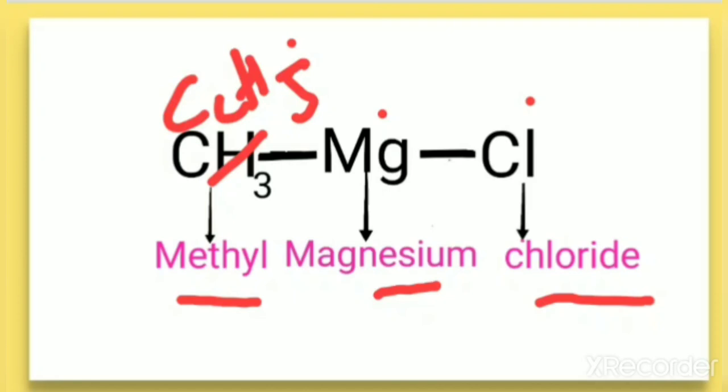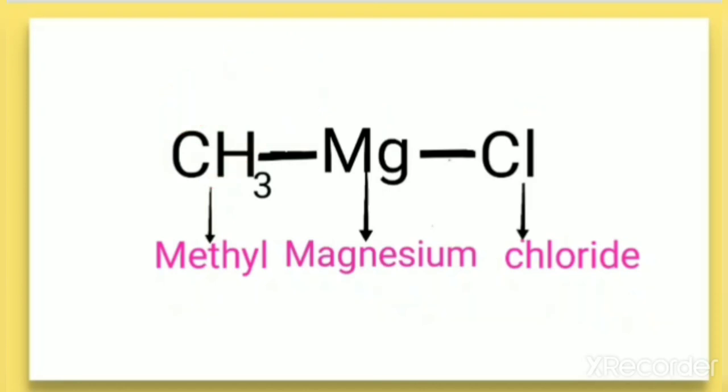So depending upon which alkyl group we have in the Grignard reagent, you have to name that alkyl group. If it is methyl, you have to say methyl, ethyl, propyl, whatever it is. It can even be a cyclic part also, like cyclohexyl, cyclopentyl, anything. So you have to name that group as it is, then the magnesium, and then the halide part. Halide can be chloride, bromide, iodide, etc. So this is the nomenclature of Grignard reagent.